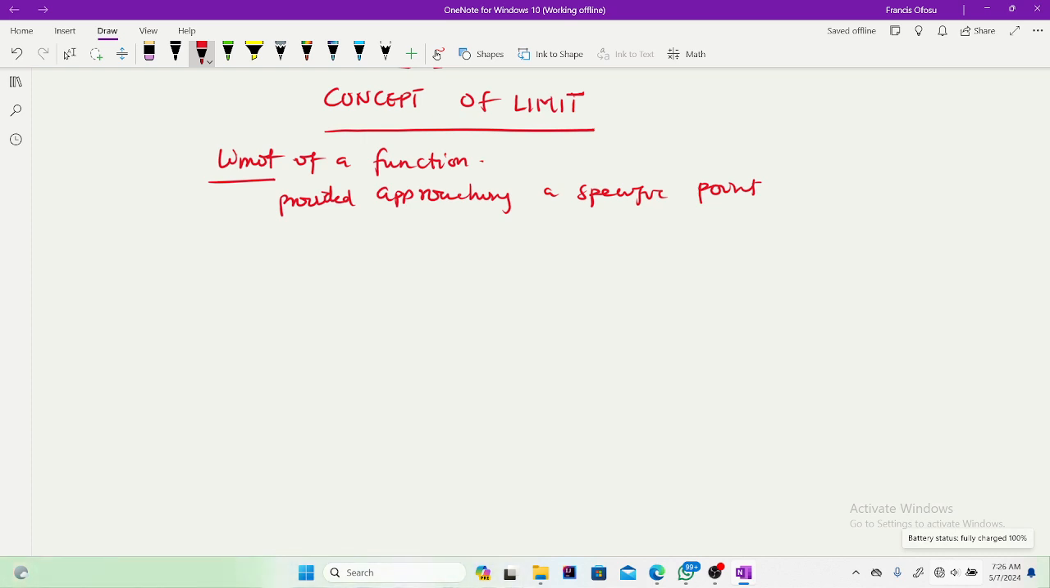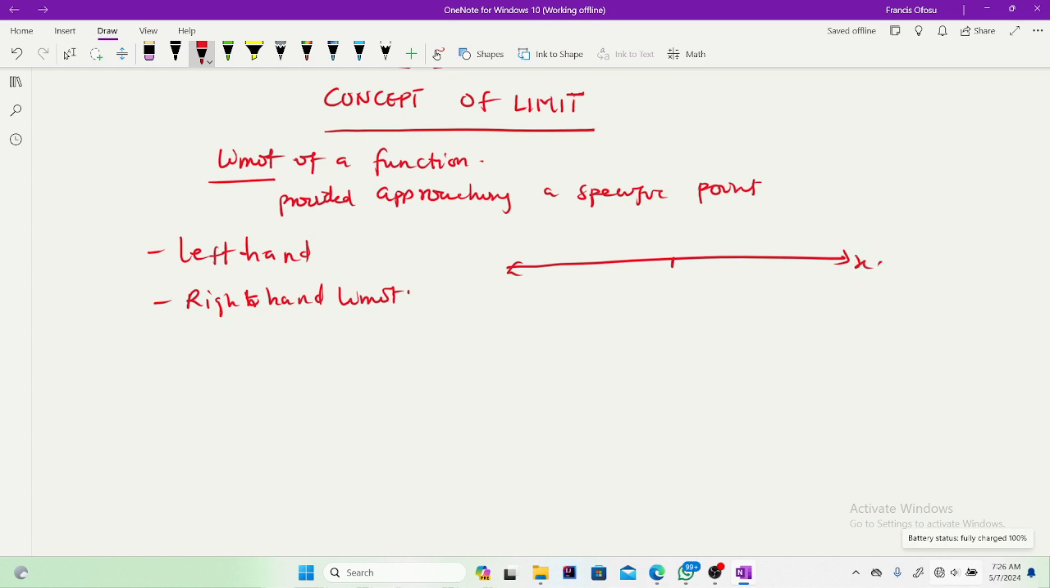Okay, so now let's get straight to the concept of limits. This was just an introduction. Under limits, we have what we call left hand and right hand limits. Because we'll be dealing with a function of a single variable, as we are doing Calculus 1, you are going to use the number line. So in a plane, you'll be dealing with x.